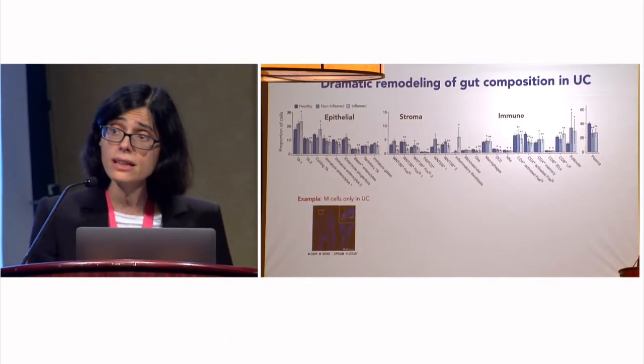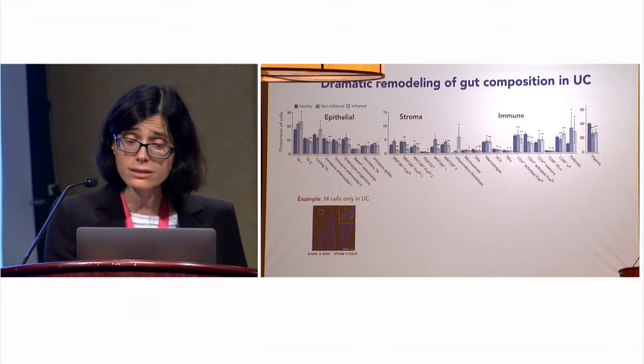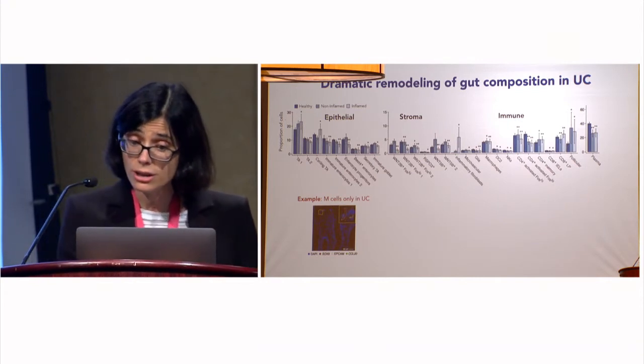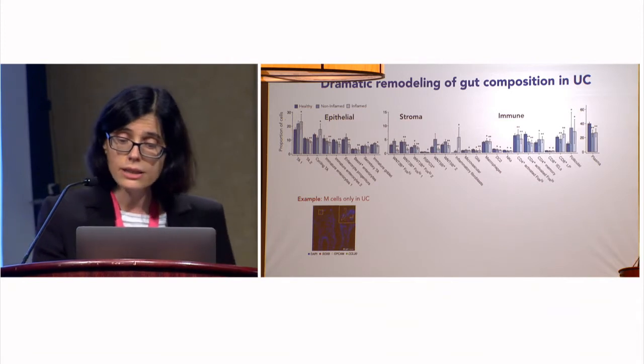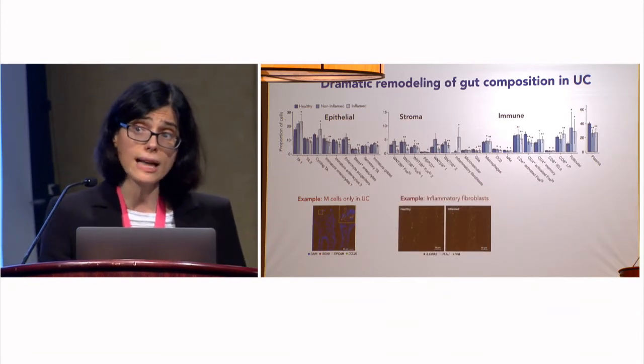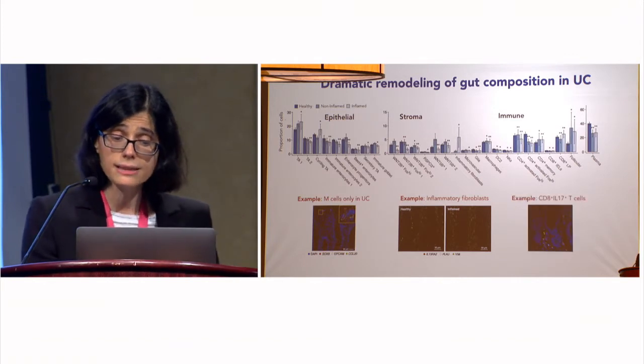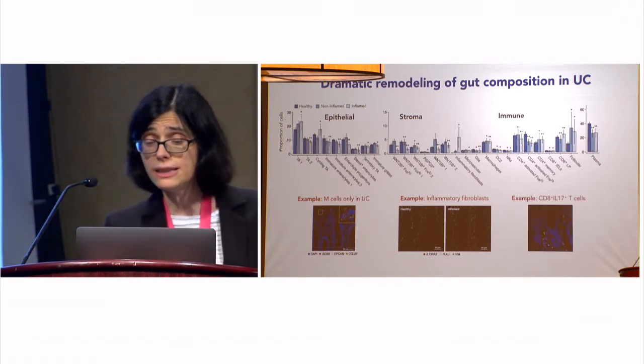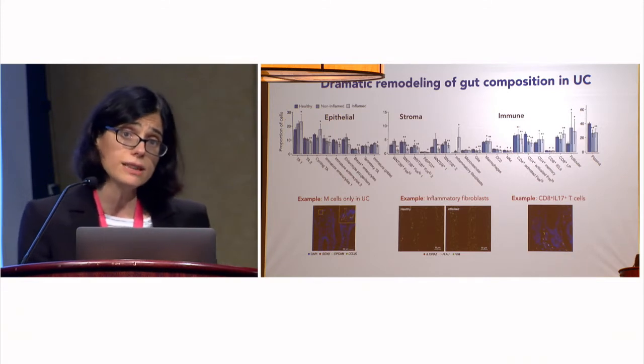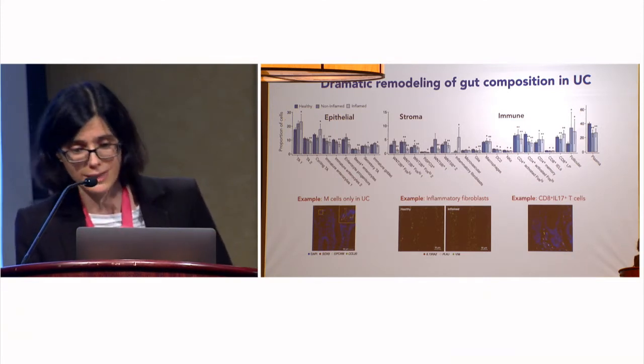Within the epithelial cells, we find these cells that we call M-like cells. They're not supposed to exist in the colon. They're supposed to exist in the small intestine, but we see them in ulcerative colitis. In the stroma, we find a new set of fibroblasts that are associated with inflamed tissue, so we call them inflammatory fibroblasts. And amongst the T cells, we see an expansion of CD8 T cells that express IL-17, which is supposed to be expressed by Th17 cells.